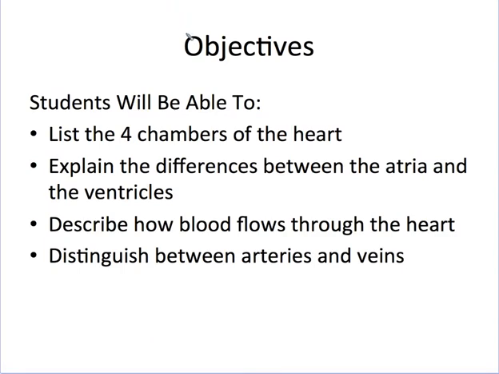And so today you're going to be able to list the four chambers of the heart. You're going to talk about differences between the atria and the ventricles. We're going to talk about how blood flows through the heart. And then you'll be able to distinguish between arteries and veins in your body and what makes something one or the other.